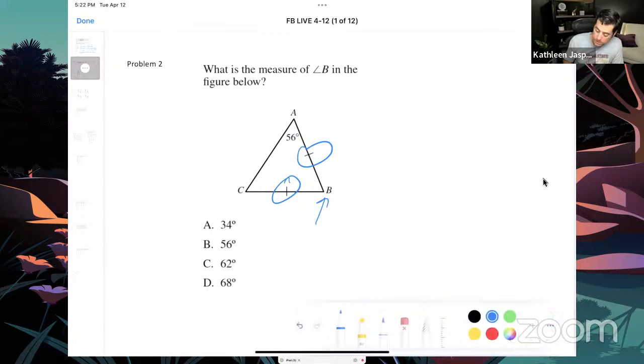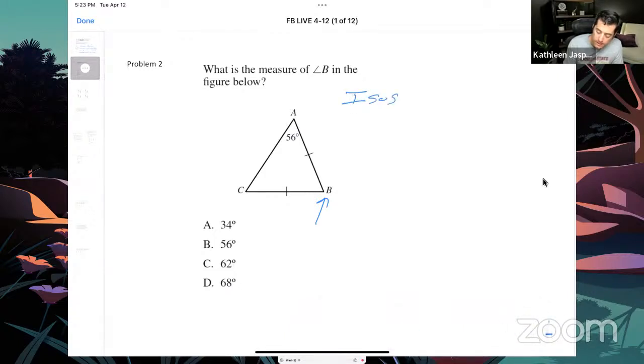So what do we call a triangle that has two legs that are the same length? And so this is an isosceles triangle. Okay. So isosceles triangle means that you have two sides the same and two angle pairs that are the same. Base angles is what we call them.